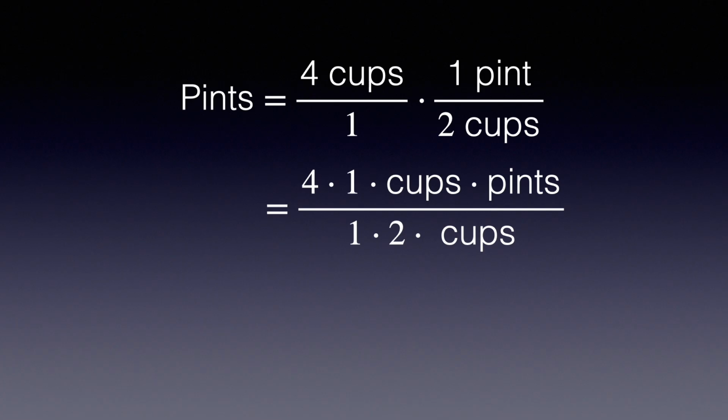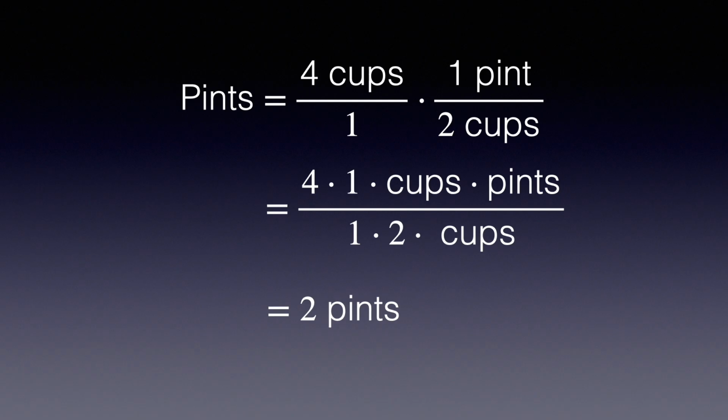Now, we can divide out any units that show up on top and bottom. Here we have cups on top and cups on the bottom, so we can cross these off pairwise. 4 divided by 2 is 2, so what we need is 2 pints. So we need to buy 2 pints of cream. We have pints on the right and pints on the left, so we have reached our destination. We've found the thing we were looking for. We wanted to know pints.